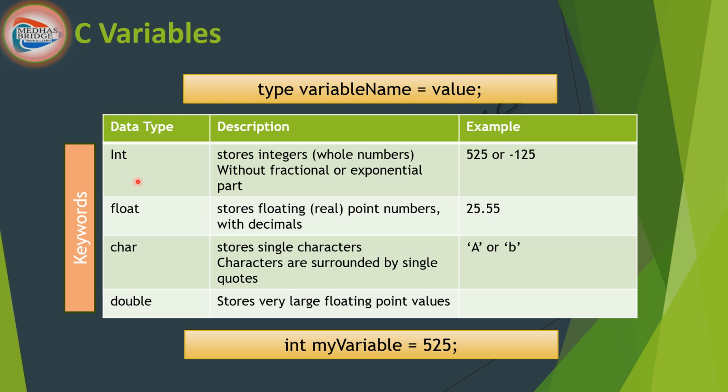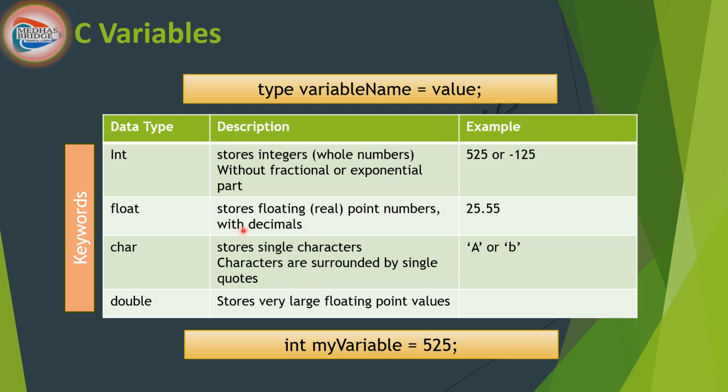Integer is used to store a whole number, meaning without a fractional or exponential part. For instance, 525 or minus 125 are whole numbers of type int. If you declare and then assign an integer value, this is how we say: type is int, this is a unique variable name, equal to the value that you are supposed to assign. That is how you declare. Similarly, you can do the rest.